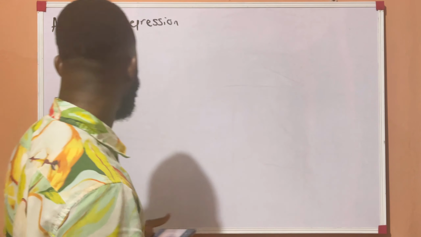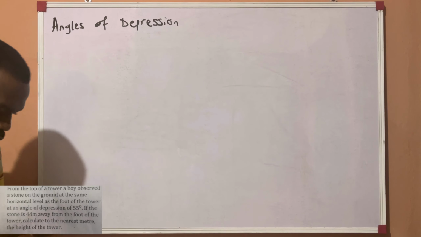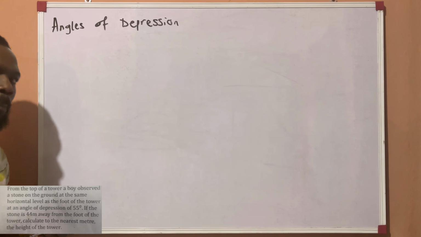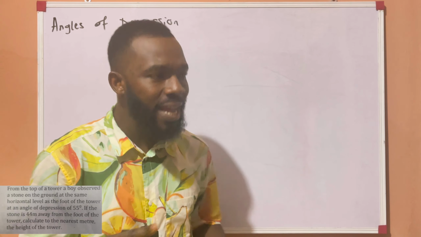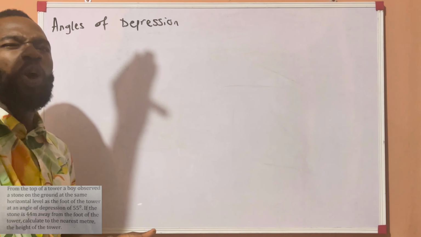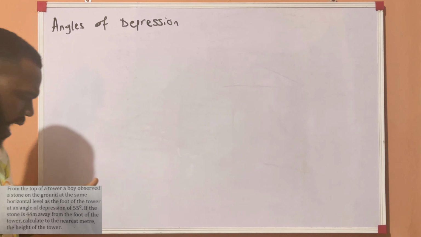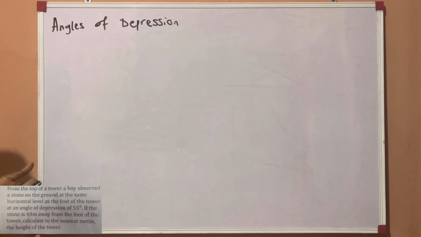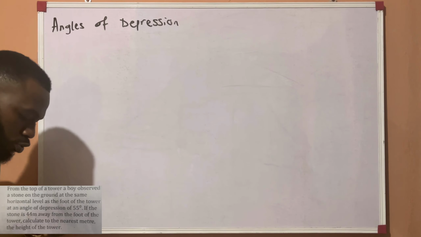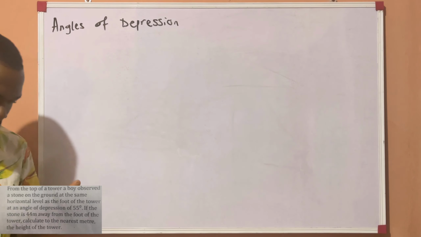Now, the first question we have for today says, from the top of a tower, a boy observed a stone on the ground. From the top of a tower. That simply means this is an angle of depression question, because the boy is on top and then he observes a stone down. You can't observe a stone up. Down. Are we there? The boy observed a stone on the ground at the same horizontal level as the foot of the tower at an angle of depression of 55 degrees.